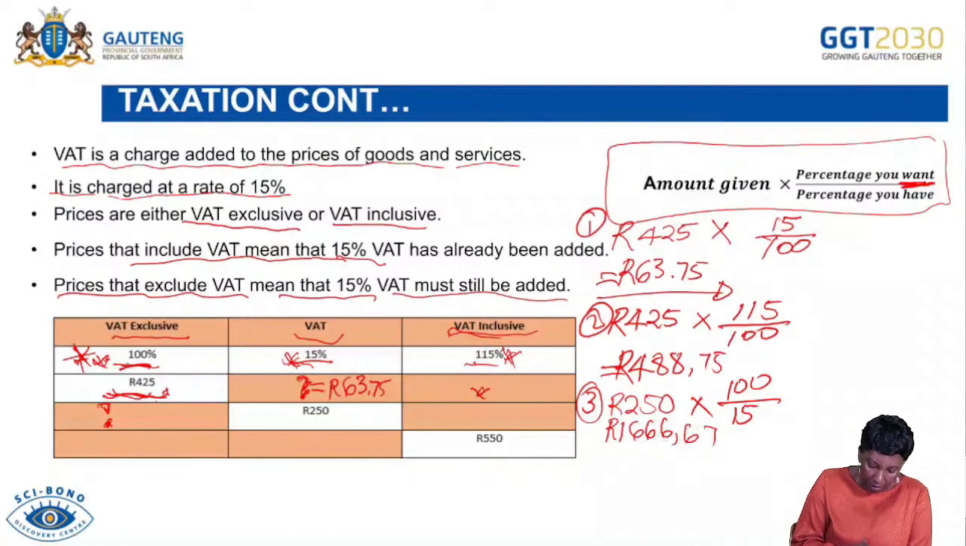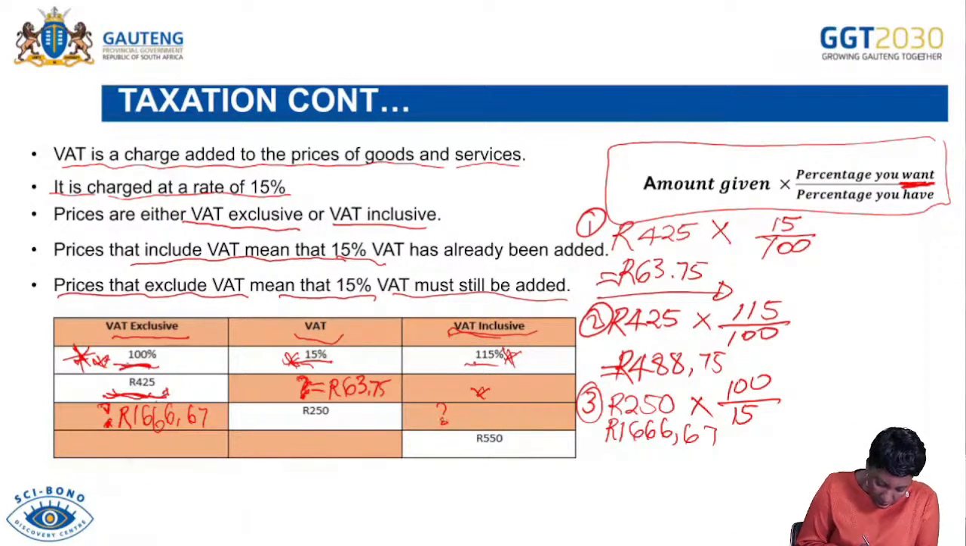And then now we have this one, which is 1,666 rand 67. Now let's do this one. We don't know this one. What are we given? I will say this one is my number 4.